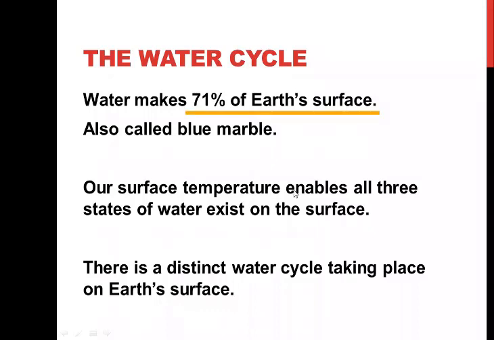The importance of water is already known to us. 71% of Earth's surface is covered by water, and that is why our planet is also known as the blue marble. Due to the distinctive temperature of our atmosphere, water is available in all three states of matter, and due to that reason, we have a very distinct water cycle.